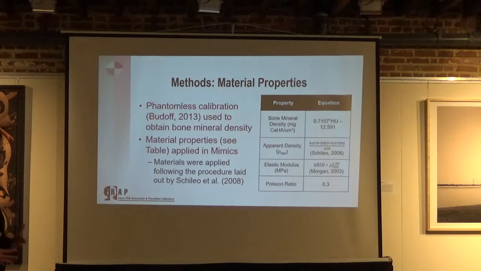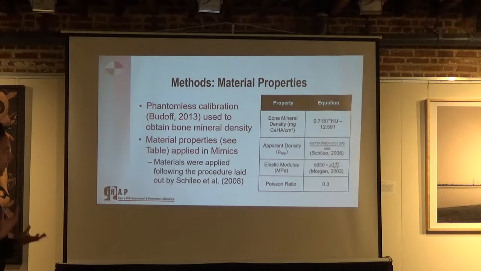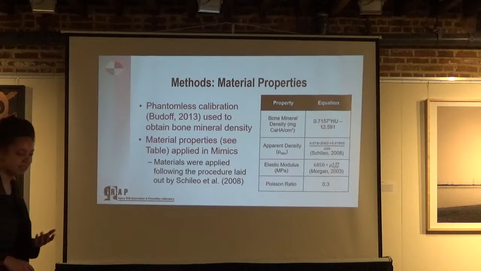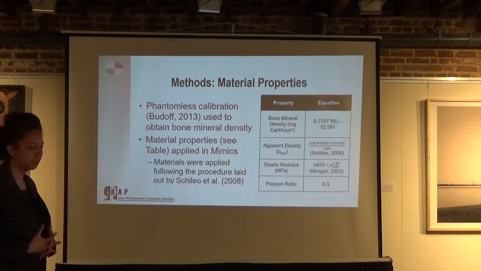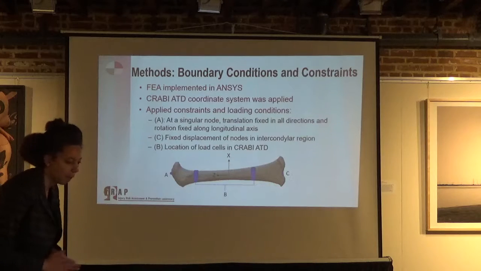To apply the material properties, the first step is generally to use a phantom calibration insert to determine the bone mineral density, but this scan lacked one of those. So we used other CT scans that had phantom calibration inserts to do a phantomless calibration method, and used that to develop the Hounsfield unit bone mineral density relationship. These material properties were applied, of the apparent density, elastic modulus, and Poisson's ratio, in Mimics. And this is similar to a procedure by other subject-specific finite element model femur evaluation studies such as Schileo in 2008.